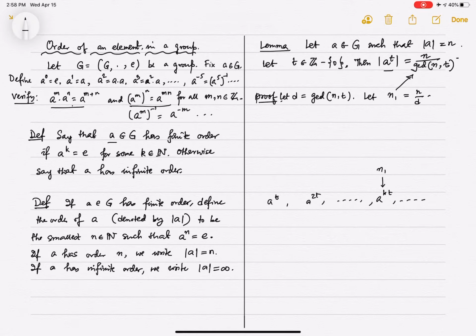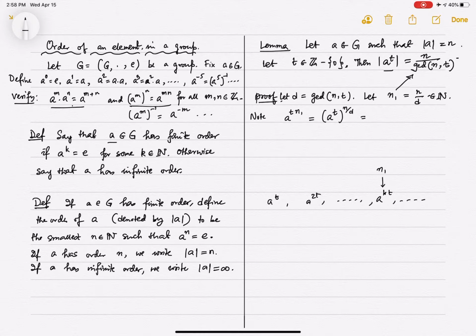And the times when this would be identity is when k is n1, 2n1, 3n1, etc. So at least I have to first show that a to the power t n1 is identity. Let's compute that. a to the t n1 is a to the t to the power n divided by d. And n divided by d is an integer, a natural number, because d divides n. d is the greatest common divisor of n and t.